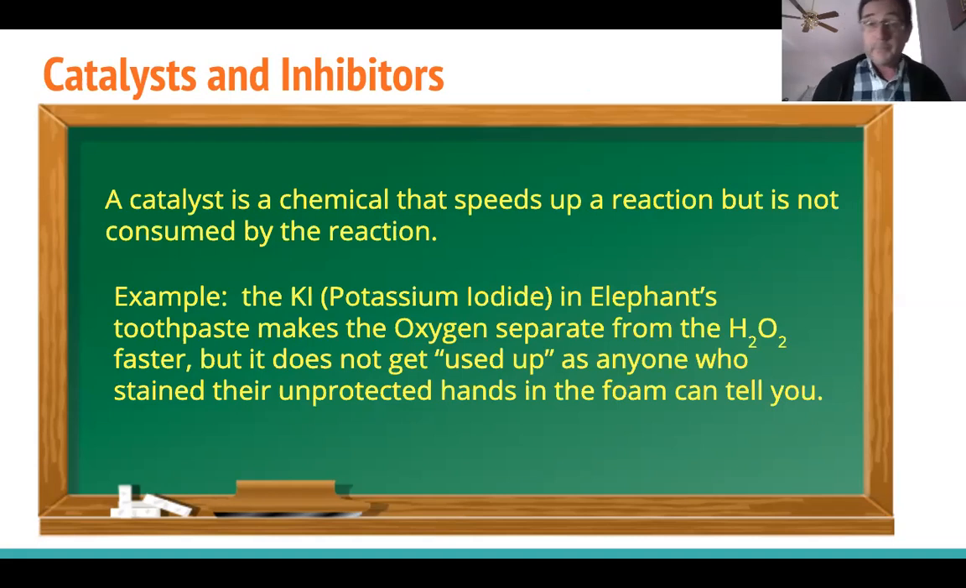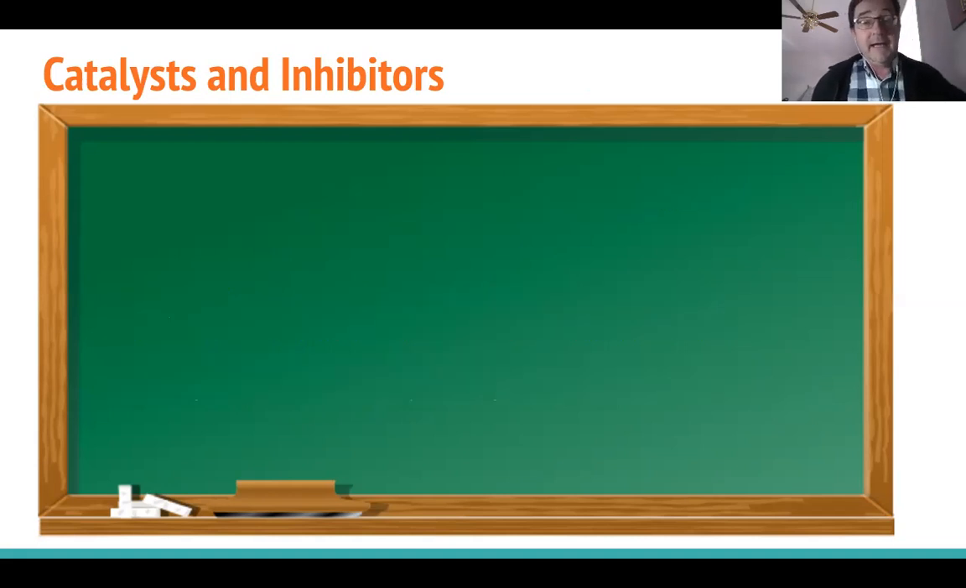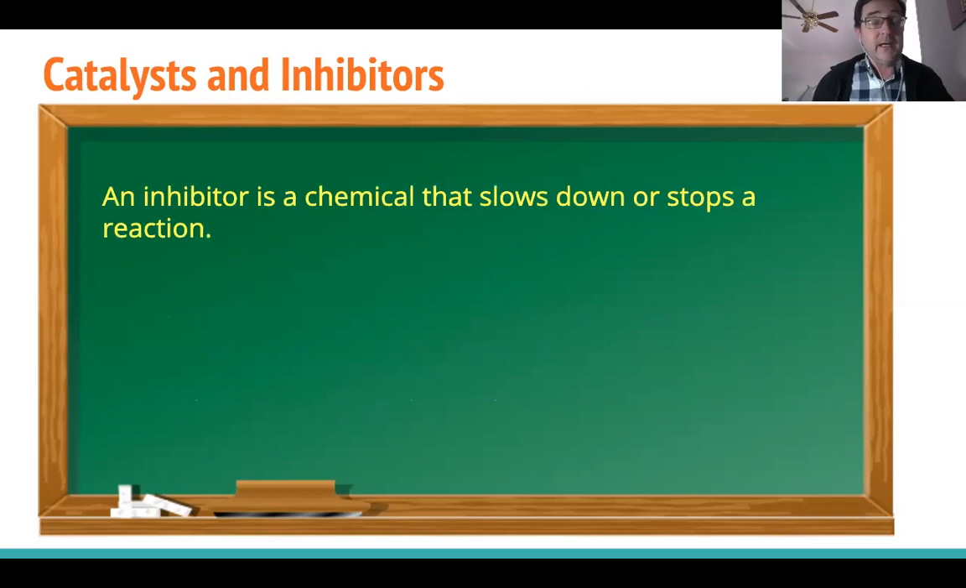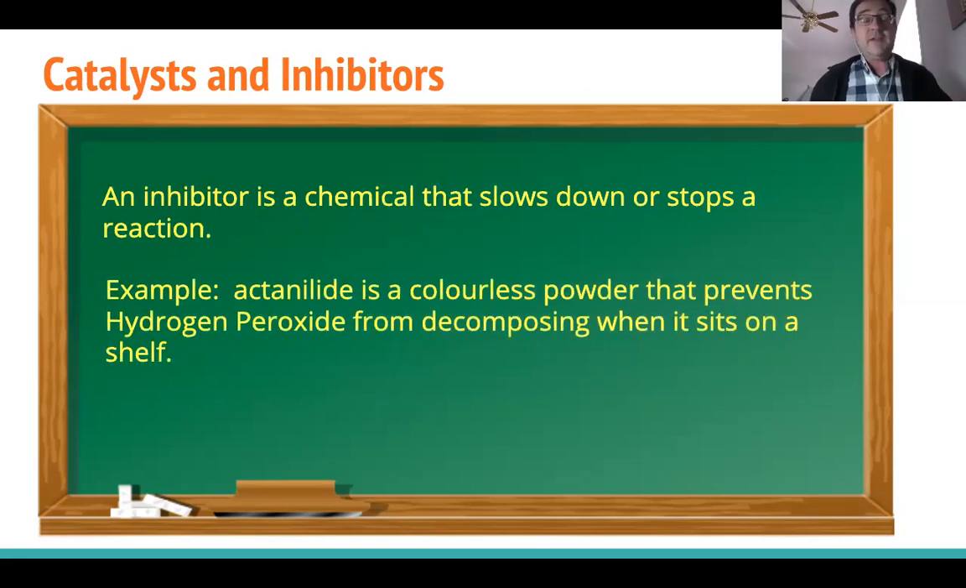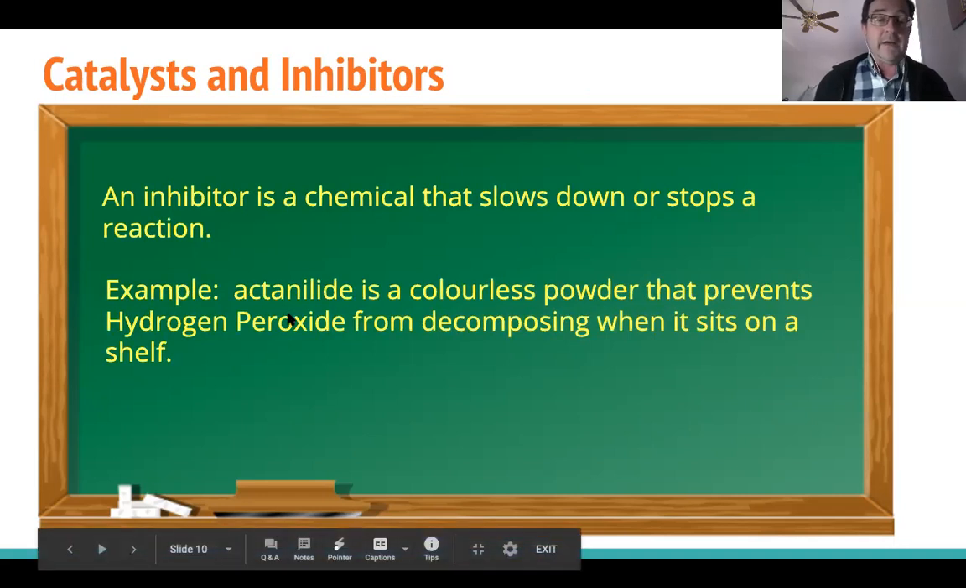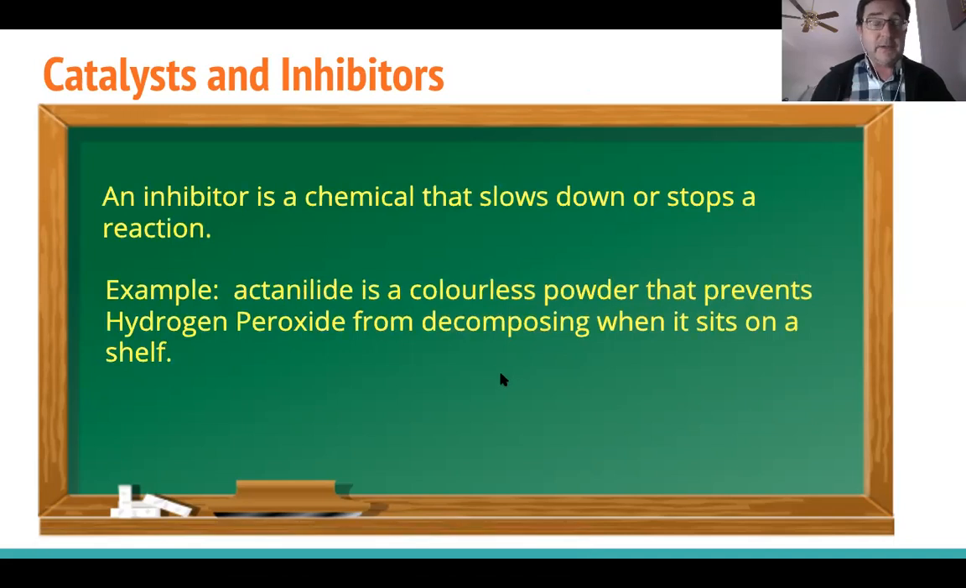Now, the opposite of a catalyst is an inhibitor. So an inhibitor is a chemical that slows down or stops a reaction. In the case of the hydrogen peroxide that I had used, that 30% hydrogen peroxide from the garden center, it has a chemical in it called acetanilide. The acetanilide is a colorless powder that prevents the hydrogen peroxide from breaking down while it's sitting on the shelf in the store.